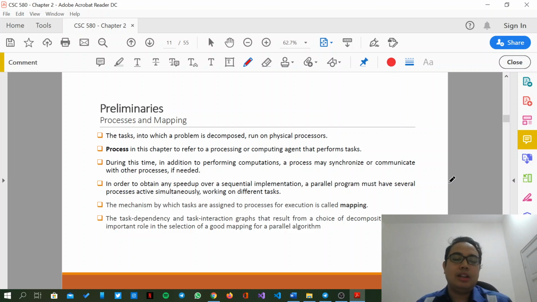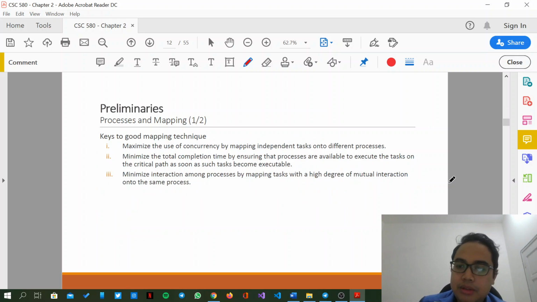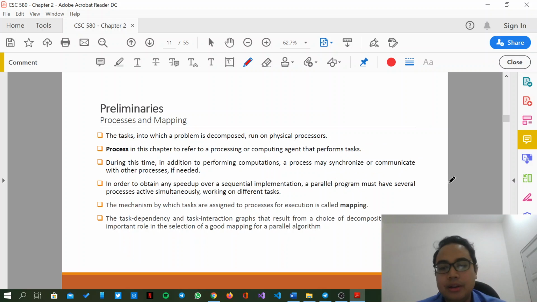The task dependency graph and task interaction graph, which are results of the choice of decomposition, play an important role in the selection of a good mapping and parallel algorithm. If we map, for example, 3 tasks into a single process, and another 5 tasks into a single process, and then there are 5 processes left idle, that is not a good mapping. It means we give this one a lot of work, that one a lot of work, and in the end 5 processes do nothing. That is not a very good mapping technique. We have to map so that the tasks are balanced.